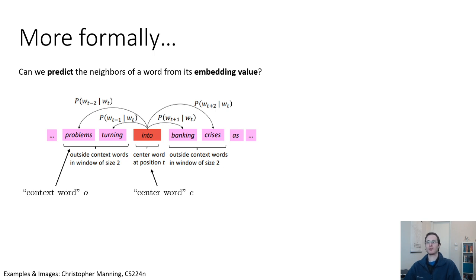So one way we could think about similarities, we could say, well, maybe we can write down a prediction problem, and we could say, how likely is a particular word to be a context word for some center word?